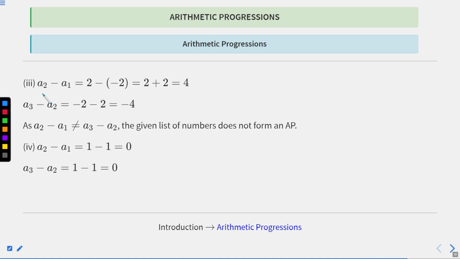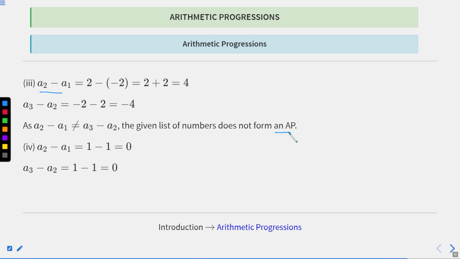A2 minus A1 is equal to 2 minus of minus 2, which is 2 plus 2, equal to 4. And A3 minus A2 is equal to minus 2 minus 2, that is equal to minus 4. So as A2 minus A1 is not equal to A3 minus A2, the given list of numbers does not form an AP. Now let us move to question number 4.